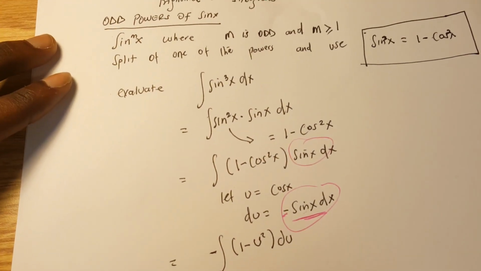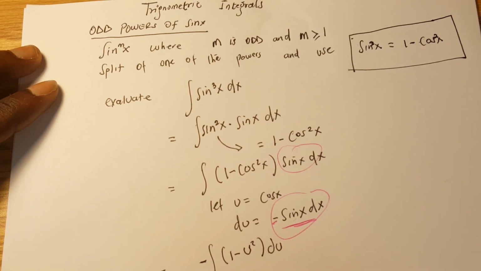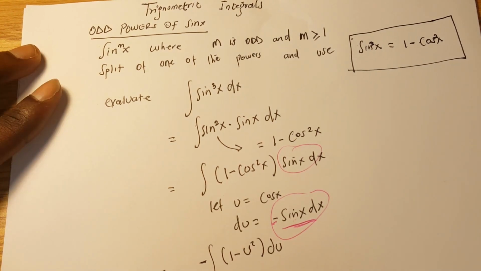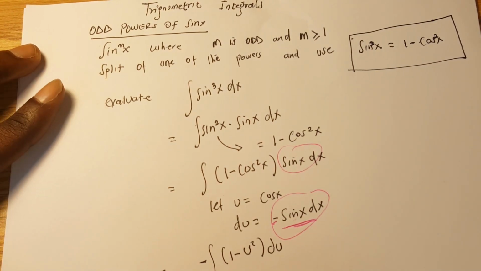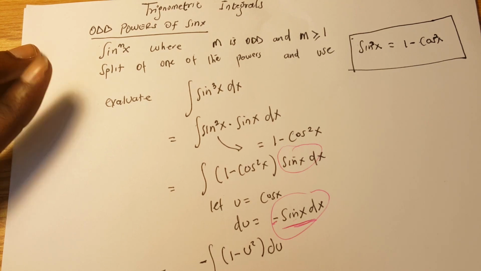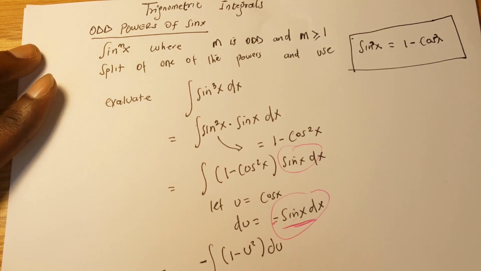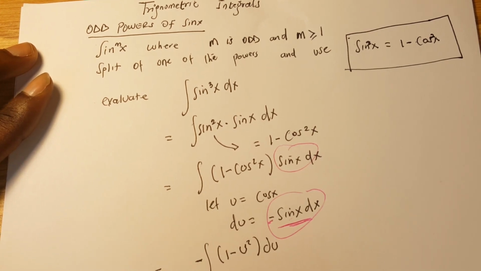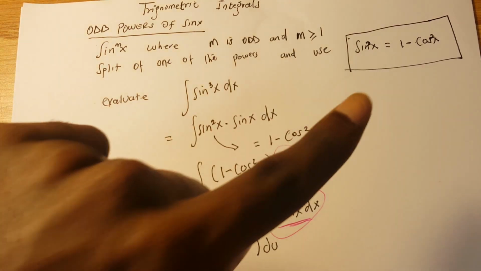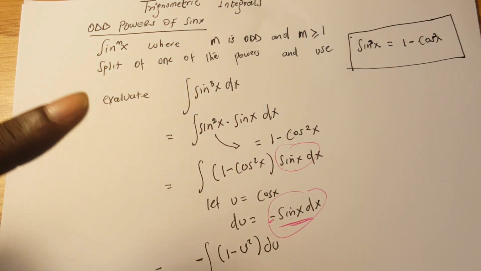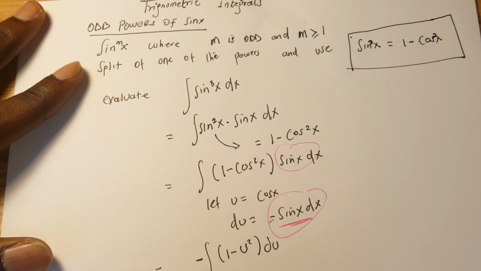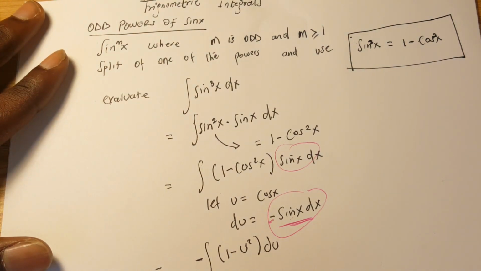So whenever you see any odd power of sine, where that power is greater than or equal to 1, remember you can just split off one and use the trigonometric substitution right here: sine squared x is equal to 1 minus cosine squared x to solve the problem.